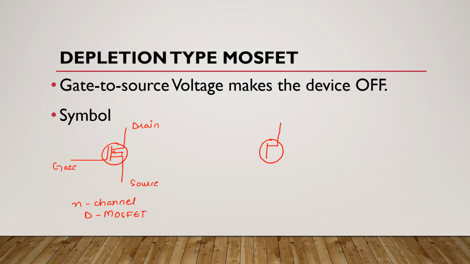It is like this. Again, here we have gate, here we have drain, and here we have source. Now here the arrow will be like this. So this is the symbol of P channel D MOSFET.